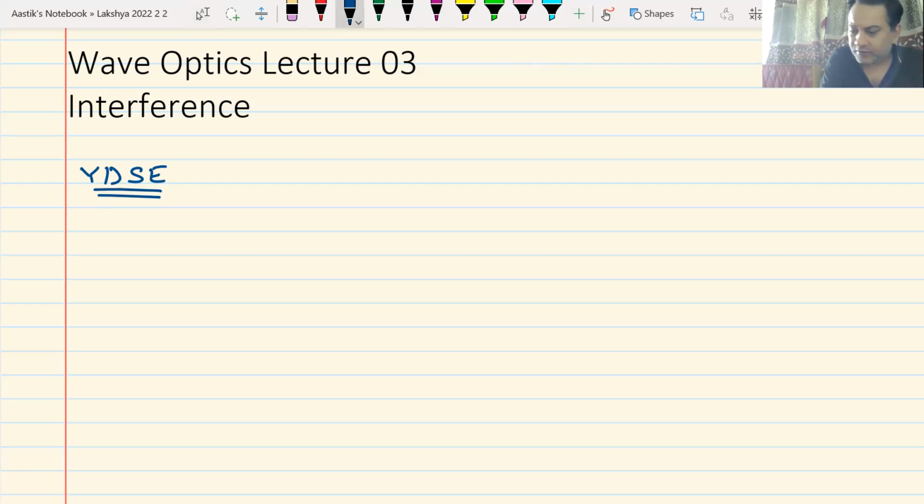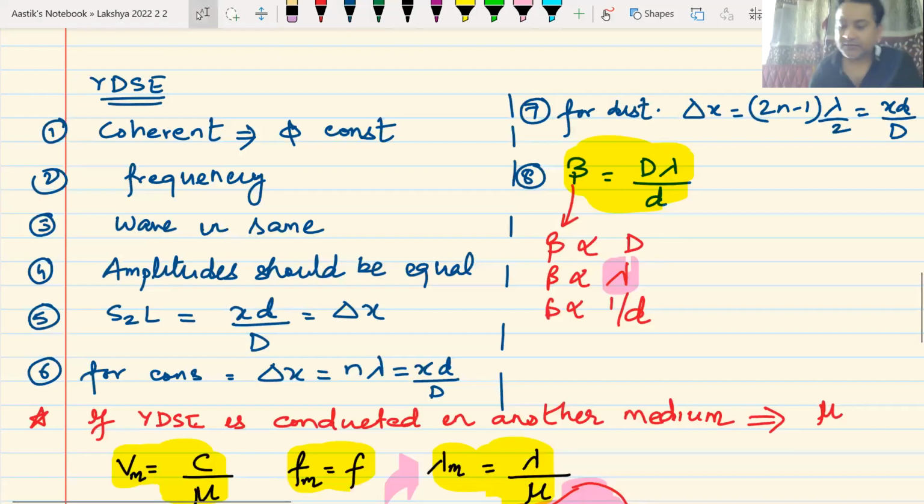I guess we had made a note on this Young's double slit experiment, and we will go through that note once again. I hope you can see this note. Young's double slit experiment can only happen when the sources are coherent and they have a constant phase difference between them. The two slits must be having light of the same frequency. The waves must be traveling in the same direction. Amplitudes must be nearly equal.